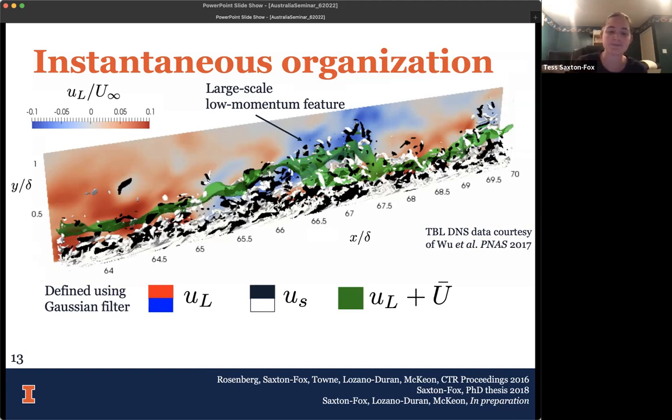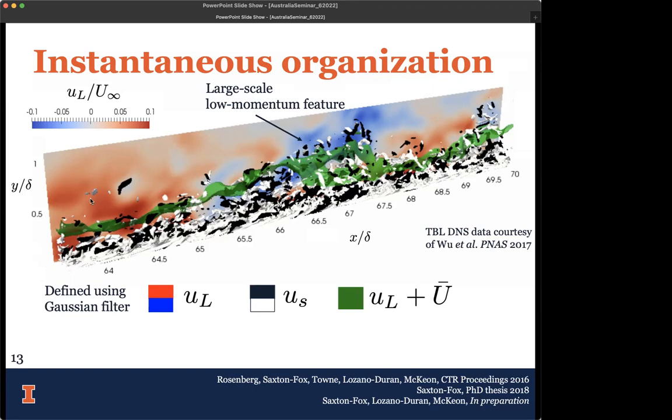I've chosen a single isocontour, isosurface, to highlight. And then in green, I'm showing the sum of this background with the mean to show us how positive and negative corresponds actually to a wave in the total velocity. And we can again see the organization we'd expect.